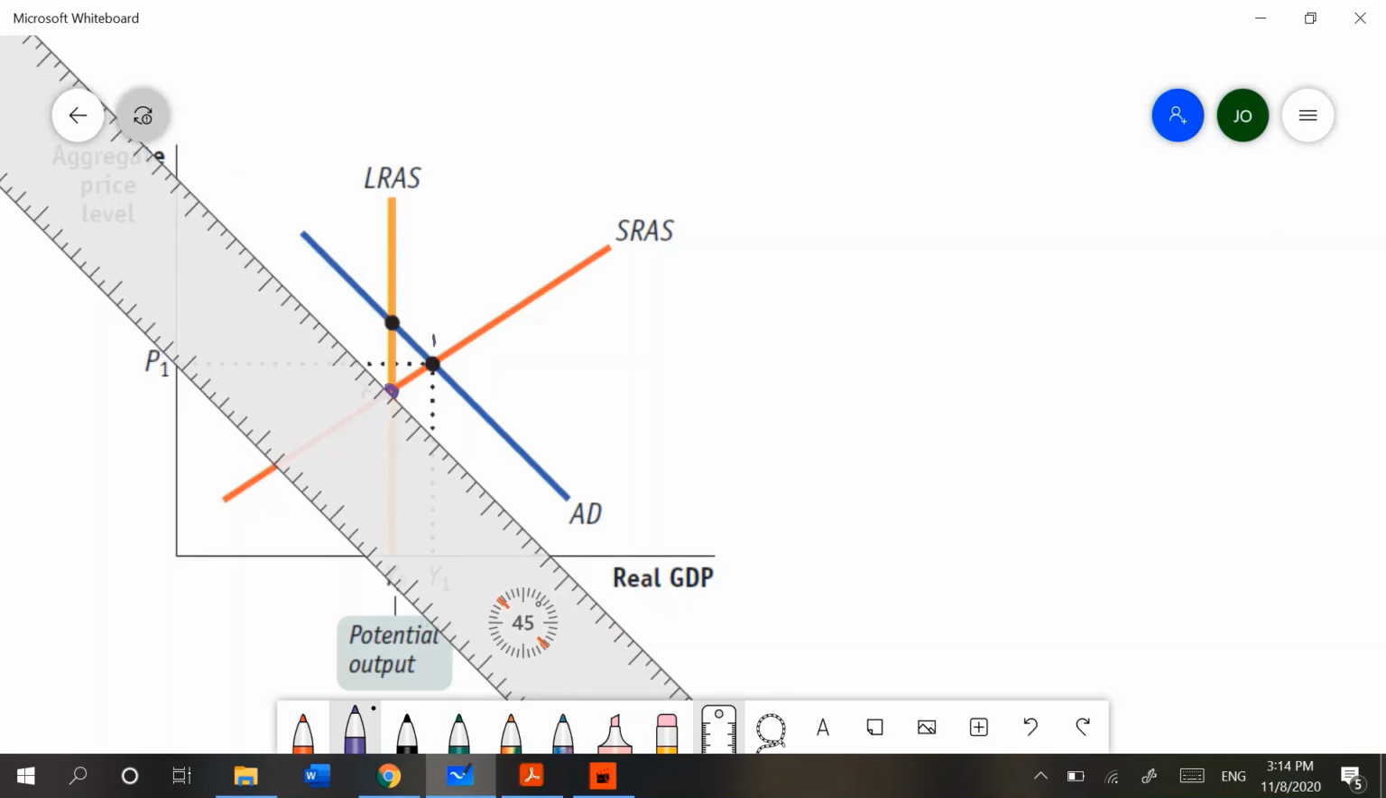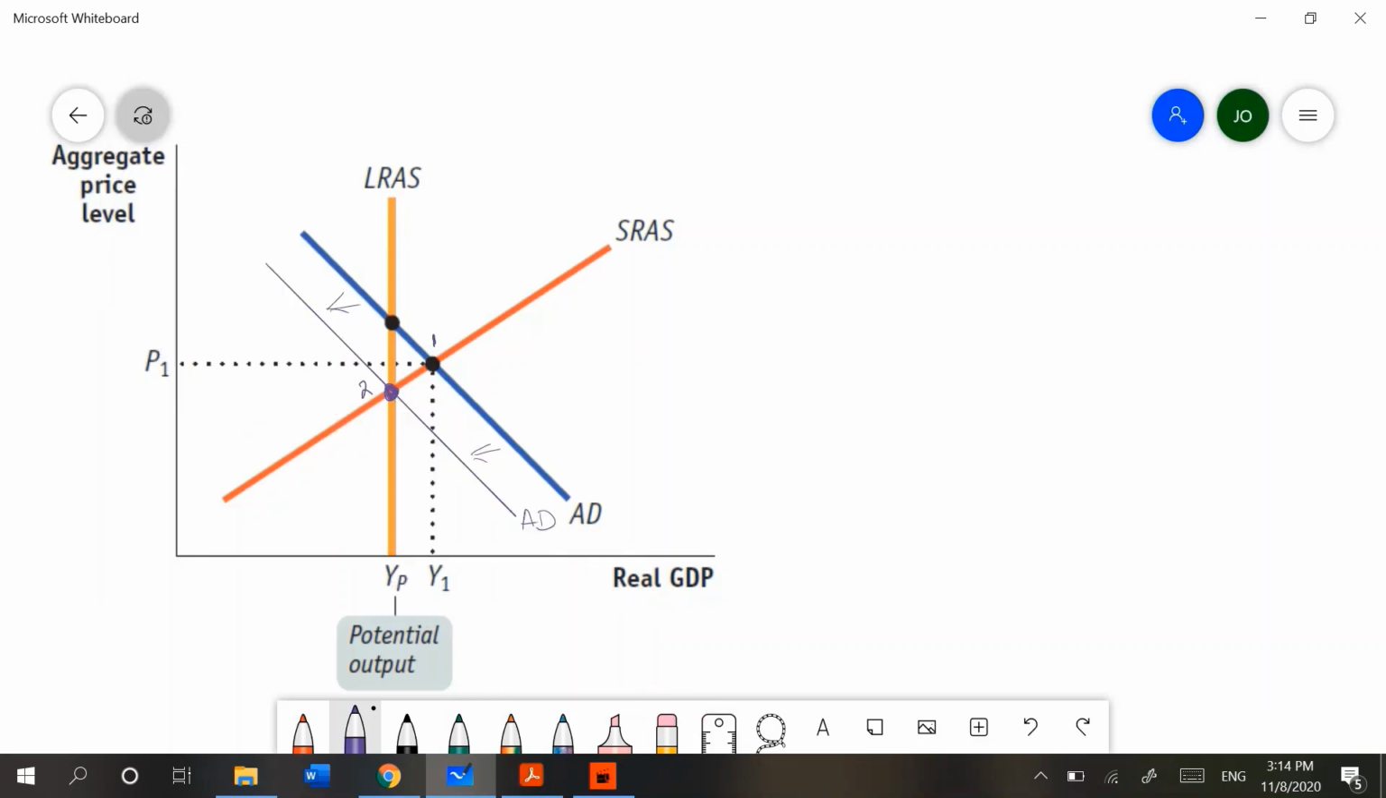We can accomplish this by decreasing our aggregate demand. So the Federal Reserve must find a way to decrease output, to decrease aggregate demand. This is what we call contractionary monetary policy.